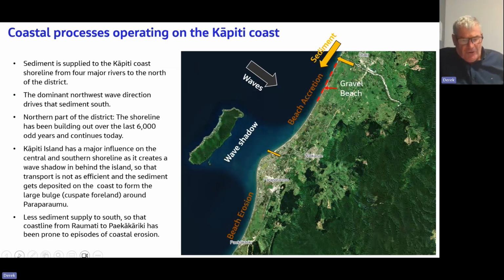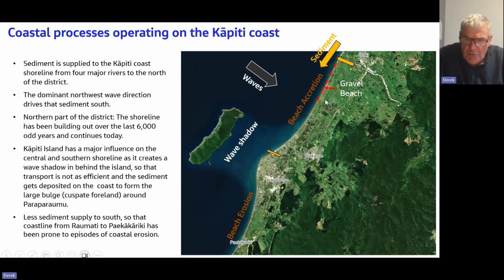Okay, so the coastal processes operating on the Kāpiti coast. We need to understand those processes, both of what's happened in the past and what's happening now, to understand what might change in the future with sea level rise. So if we start in the north, here sediment is delivered to the Kāpiti coast from 4 major river systems further north from Wanganui through to the Manawatu. And that sediment is supplied at an average rate of around 90,000 cubic metres a year, and it's moved south by these predominant northwest wave directions.